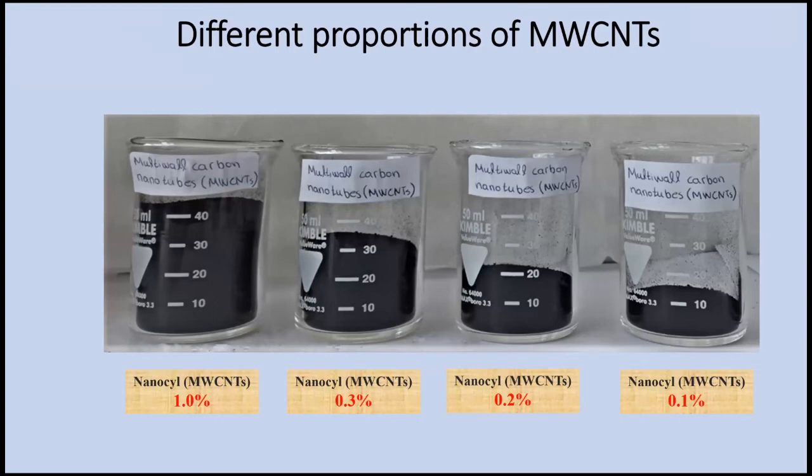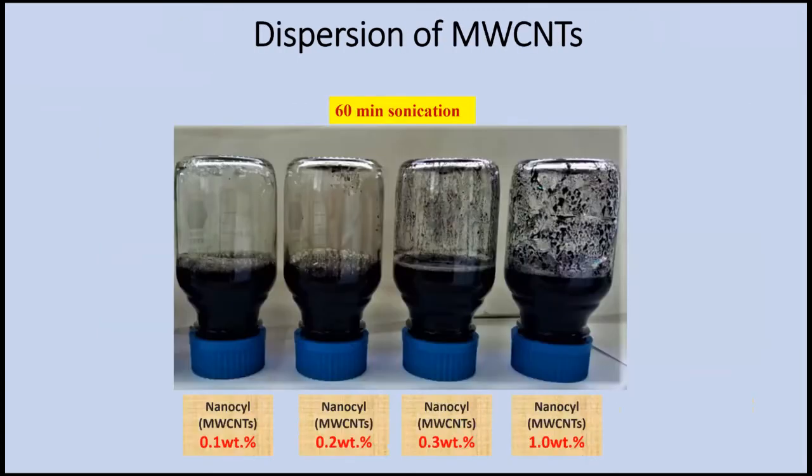As we can see, there is an obvious difference between the specimen that contains 0.1% of multiwall in contrast to the other specimen, which contains multiwall in bigger amount. Also in this picture, we can see the dispersion of multiwall in different proportions. It is observed that in small amounts of multiwall, the dispersion process is more successful as there are no agglomerates on the surface of the bottle. This process was accomplished by 6 minutes of sonication.